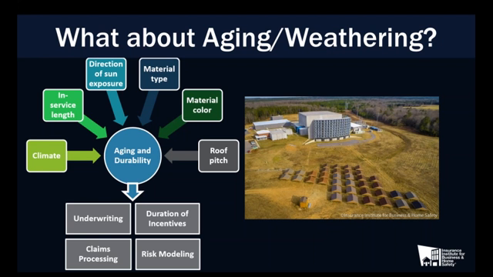And all of this, once we build these kind of vulnerability curves associated with this, plays into the factors that are shown at the bottom: the underwriting, the duration of incentives for impact-resistant roofs, how you would handle claims if you have an understanding of what the damage looks like at different age periods. It helps distinguish real damage from perhaps maintenance and aging-related issues, and of course risk modeling.